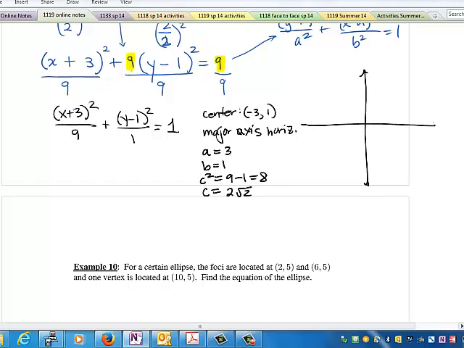The center is negative 3, 1. Because the major axis is horizontal, the vertices are left and right of the center, moving A left and A right. So negative 3 plus or minus 3, keep the y-coordinate the same. So the vertices will be 0, 1 or negative 6, 1.